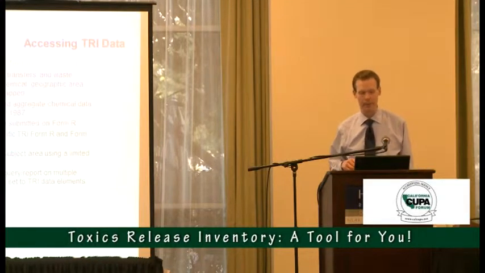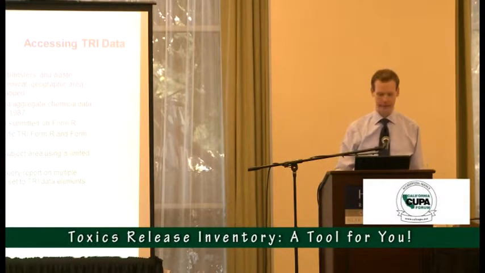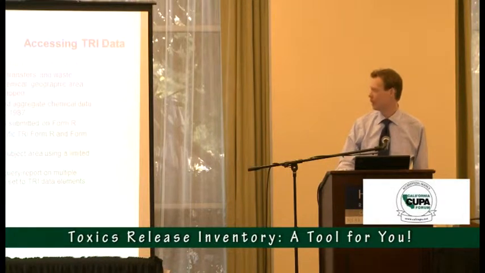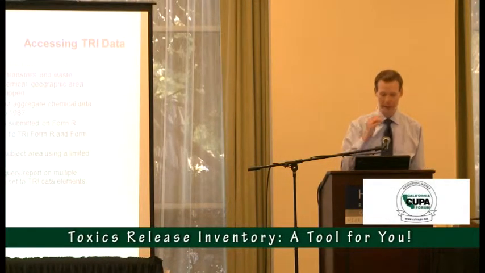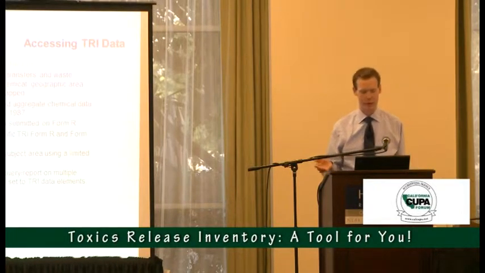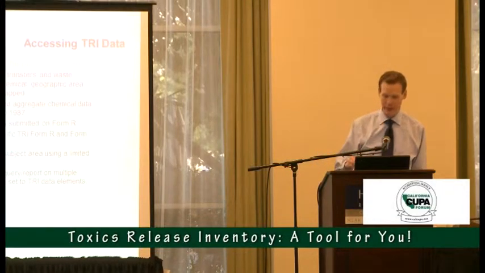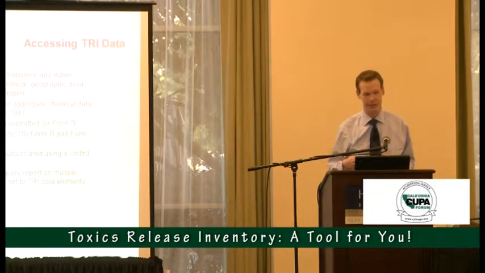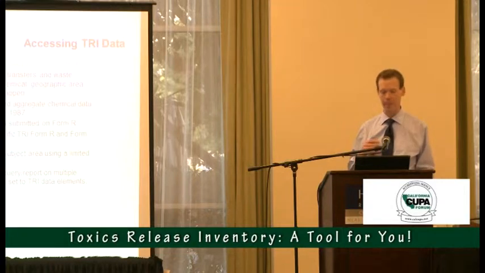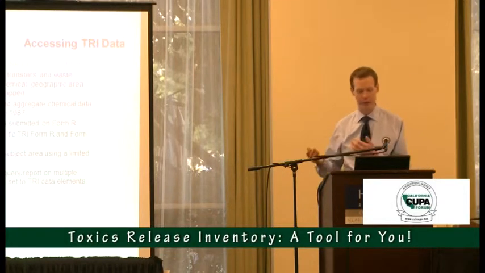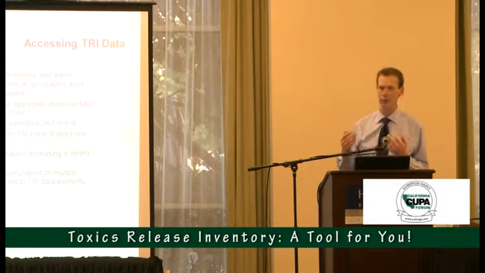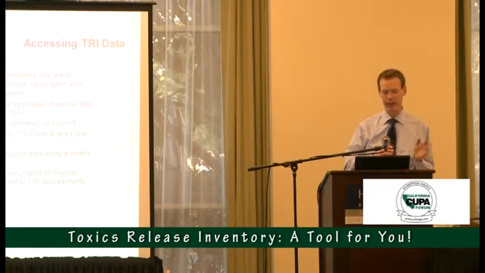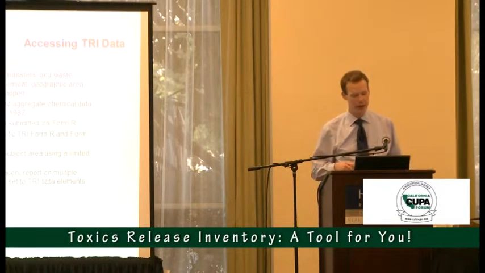Here's a list of EPA tools that may be used to access TRI data. Each serves a different purpose, and all of them can be accessed through EnviroFacts on the EPA website. TRI Explorer is a really good tool for general use. It generates reports on releases, transfers, etc., by facility or by chemical, geographic area, or industry. So you can look at a wide range of things through there.